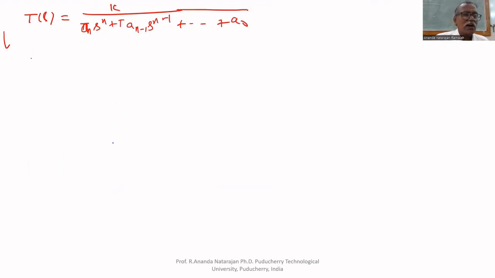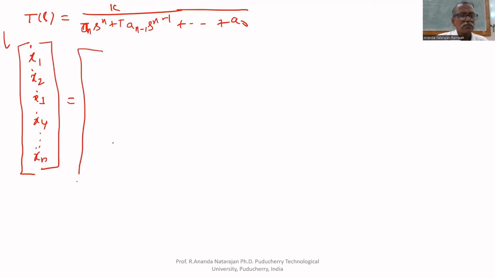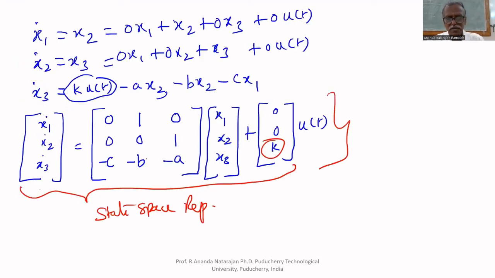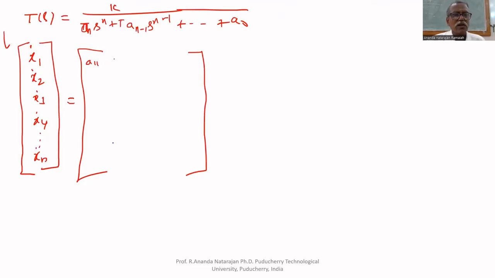If you write this in state model, you will get x1 dot, x2 dot, x3 dot, x4 dot, etcetera, up to xn dot, equal to an A matrix. Here the A matrix is A11, A12, etcetera, A1n, then A21, A22, etcetera, A2n, and so on down to An1, etcetera, Ann. You will get n by n matrix elements.